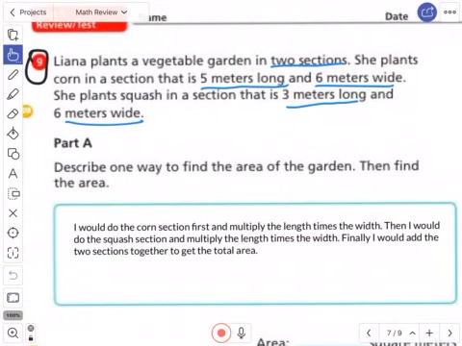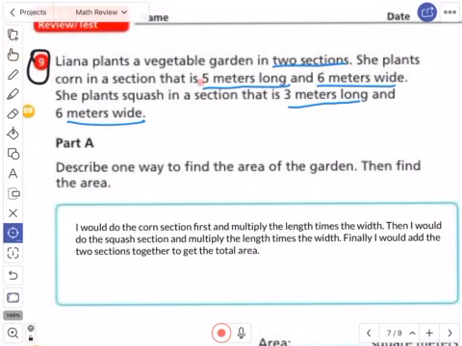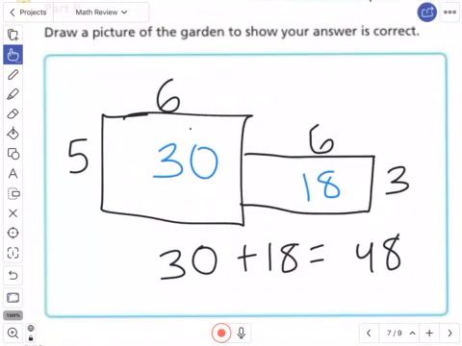So that's why I would just break it into sections, that's one way to do it. So I do the corn, multiply 5 times 6, then do the squash, 3 times 6, and then we just add all that together. And that's what I did down below. This is what I had my garden look like. Your picture can look any way.